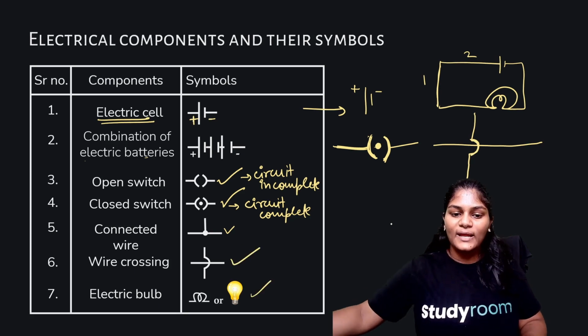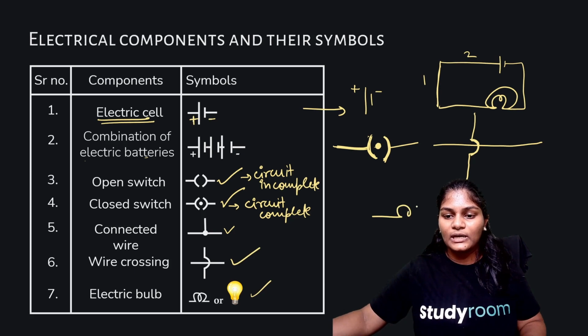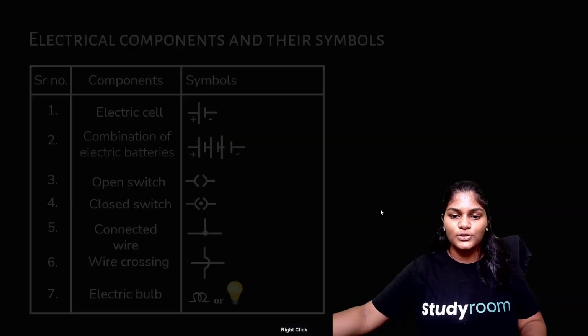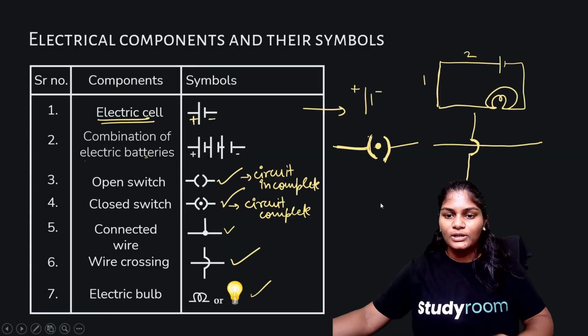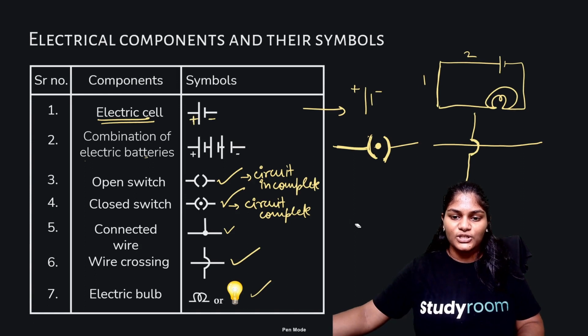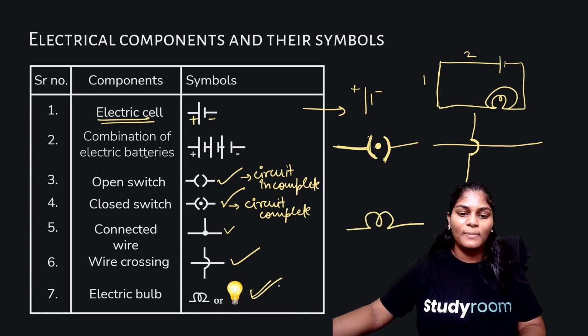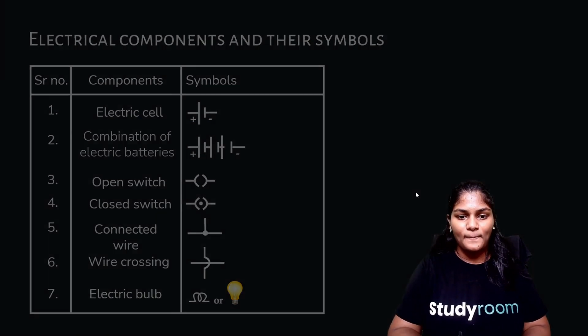And an electric bulb, like I showed you, is represented either like this, or you can draw a circle around that. But if your PPT says this, you should use just this notation. Just this. This is an electric bulb, okay? Moving on.